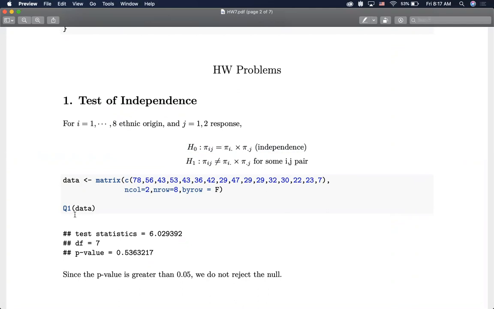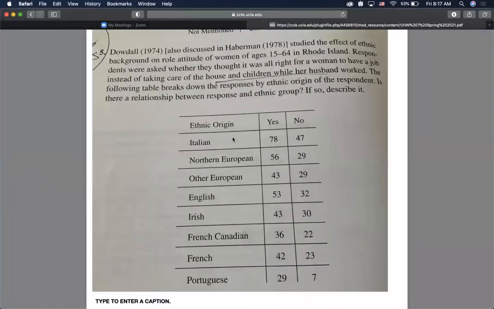And then just call that function, input that table, and it will be like that. And then the p-value is greater than 0.05, and do not reject the null. So your choice of test should depend on the context.